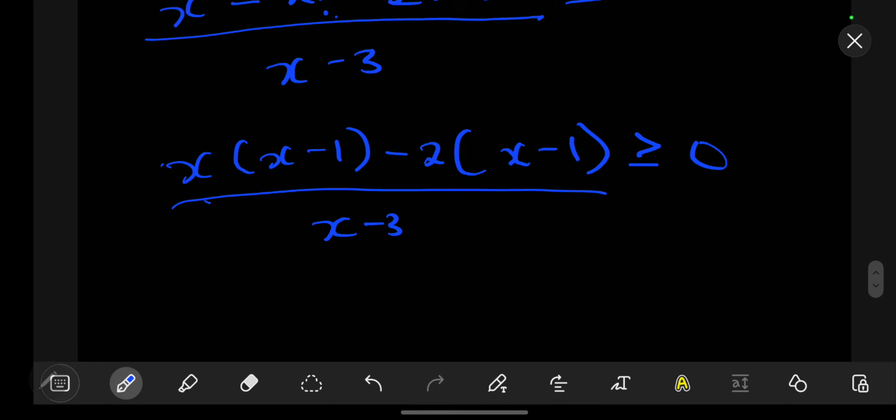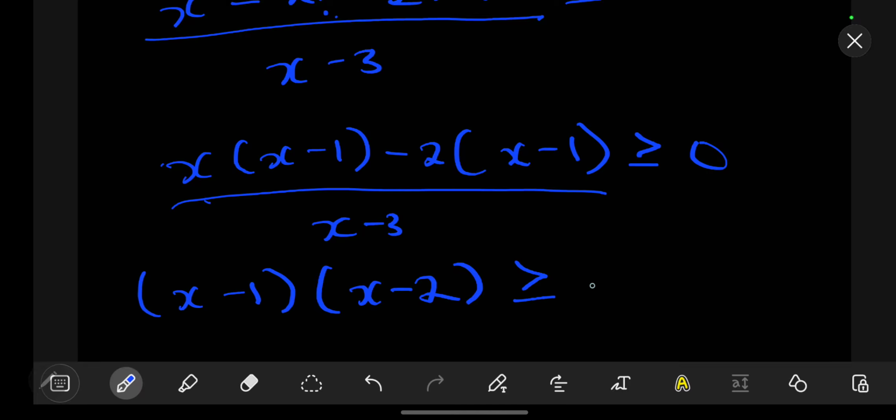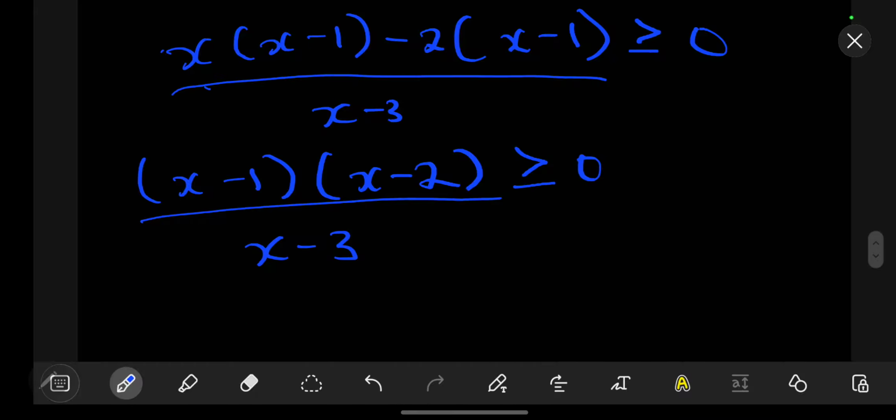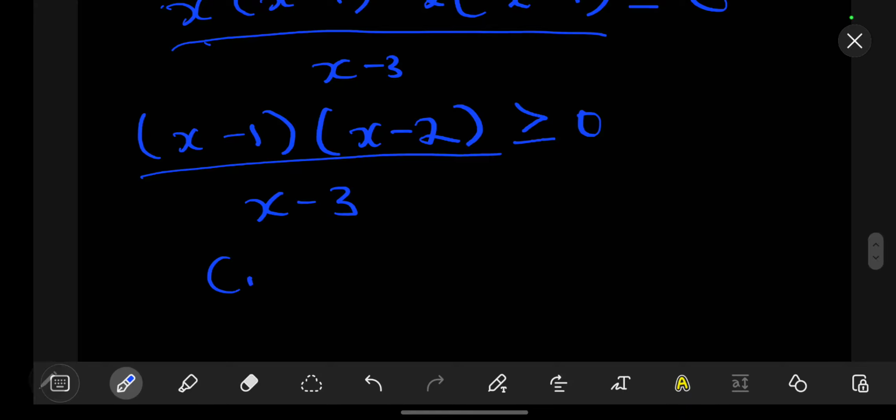So this bracket is the same. So we are going to end up with our x minus 1, like that, and our x minus 2, like that, should be greater than or equal to 0. Then we are going to have over our x minus 3, like that. So we have factorized the top part. The next thing that we need to do is we are just now going to use a table. So before coming up with a table, let's find our critical values.